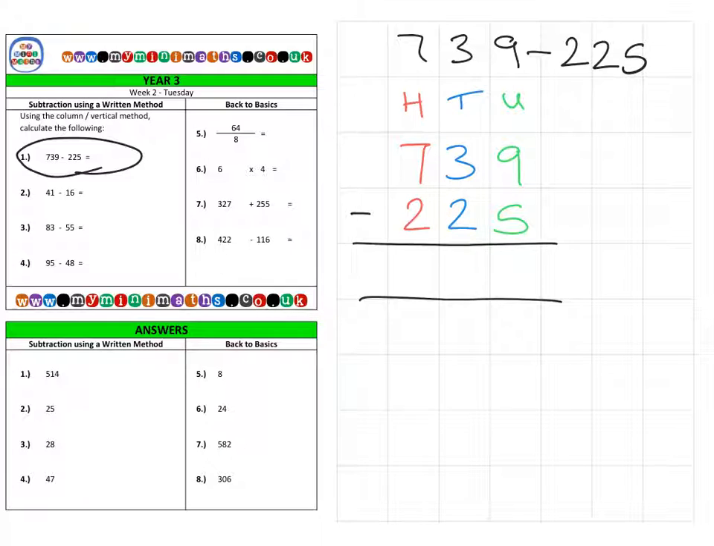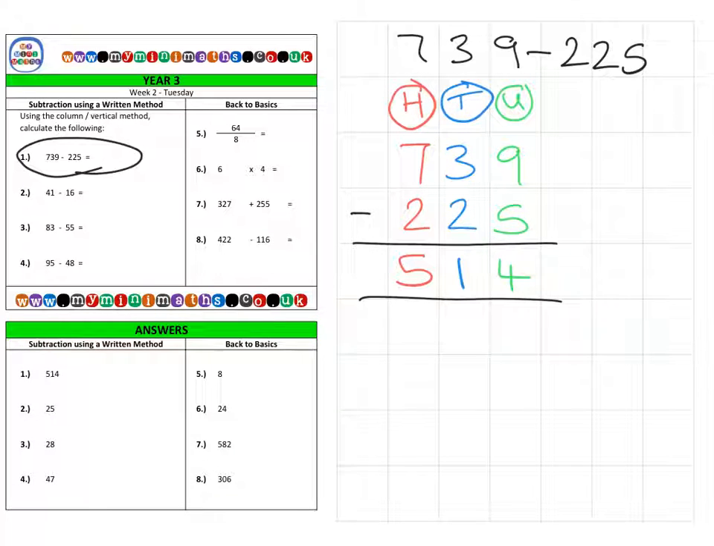So first of all, onto the units, or sometimes called ones. We have 9 ones, take away or subtract 5 ones to leave us with 4 ones left over. Then we have the tens, so that's 3 tens, take away 2 tens, 30 subtract 20, leaves us with 1 ten, a single 10. And then finally, the hundreds column, we have 700 subtract 200 to leave us with 500 for a final answer of 514.